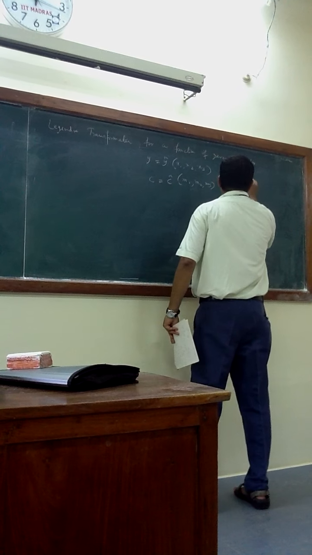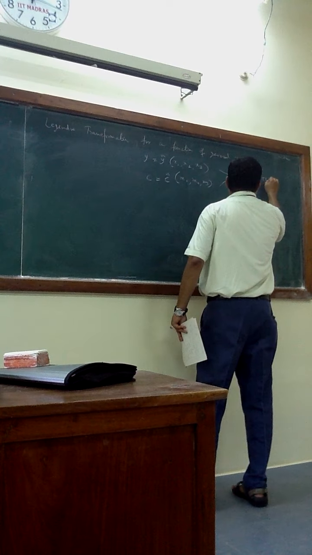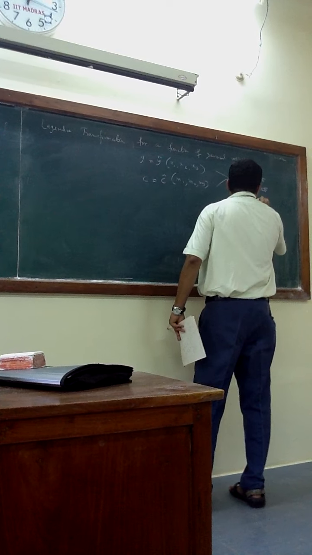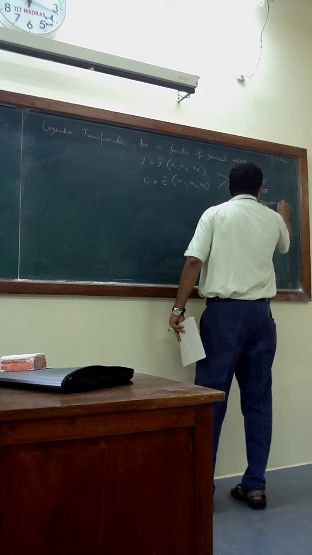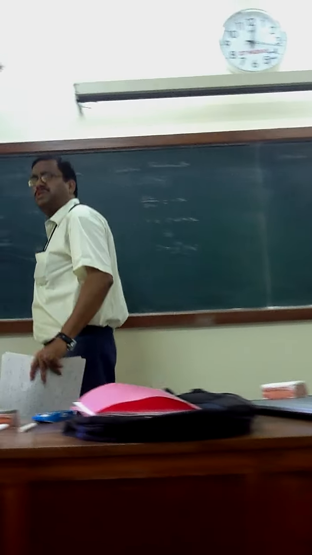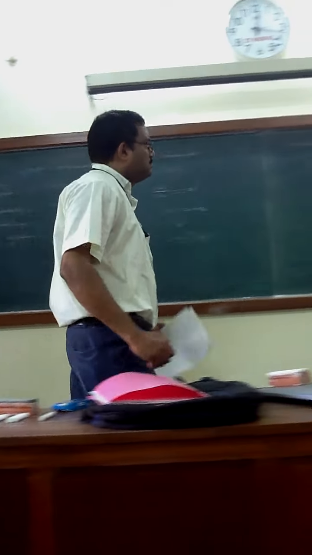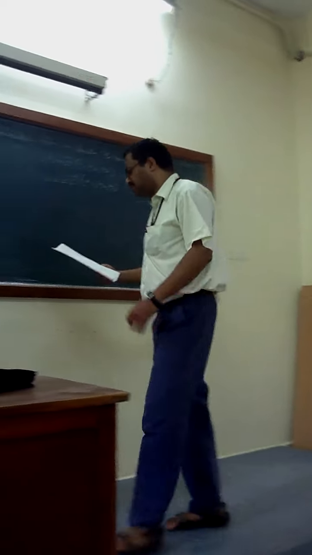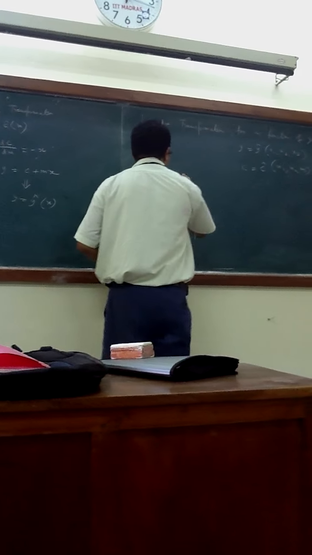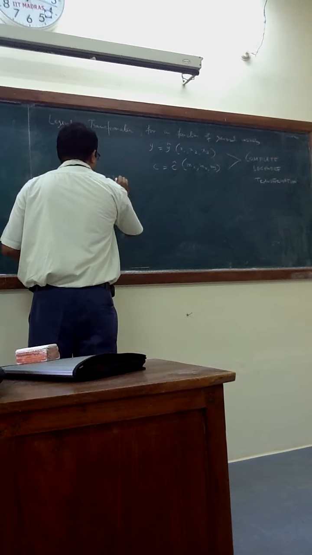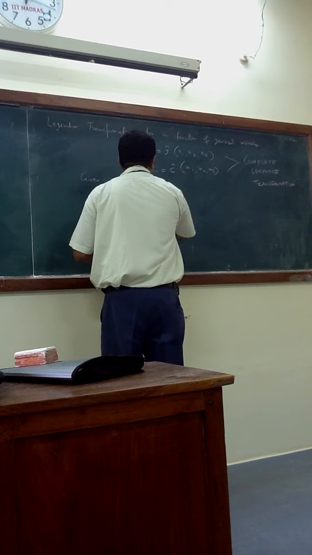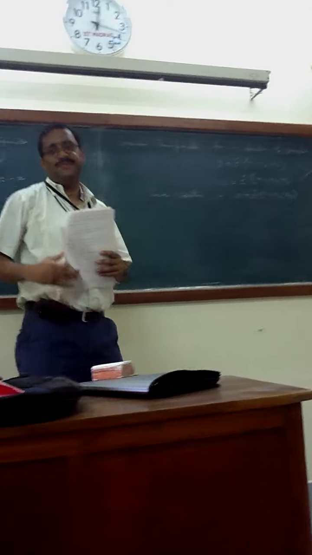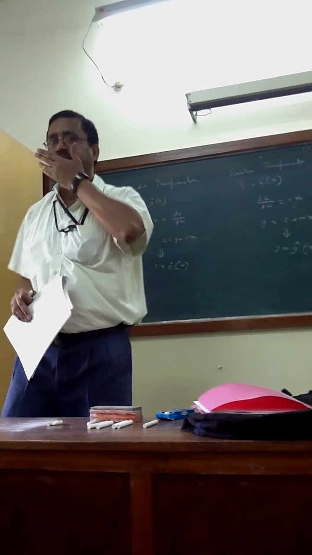This is called the complete Legendre transformation. You have y hat of x1, x2, x3, and you get c hat of m1 to m3, and you get the complete Legendre transformation. Given relation, which is y equals y hat of x1, x2, x3. Earlier we had only y hat of x, now we have three variables.